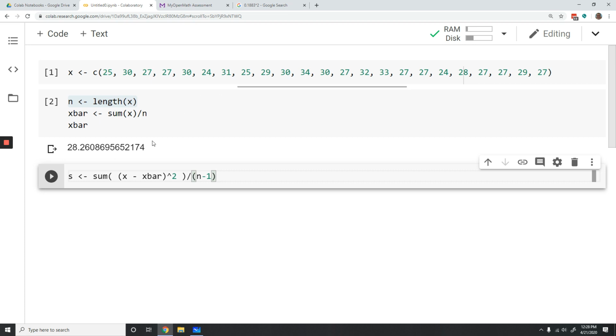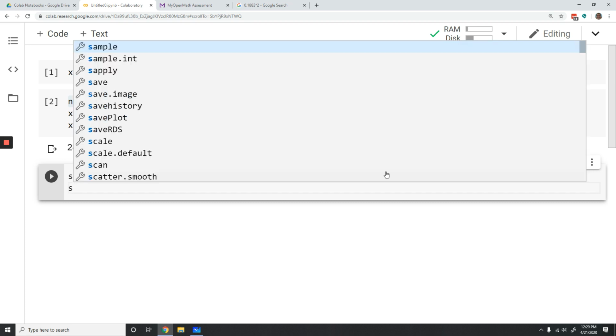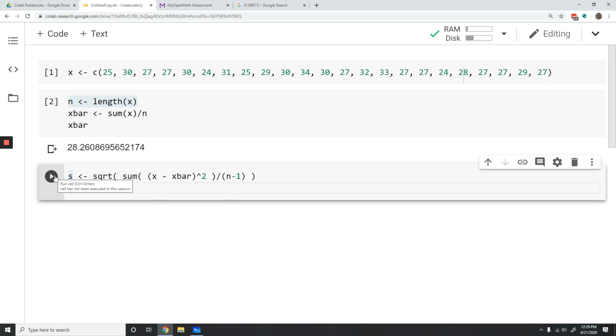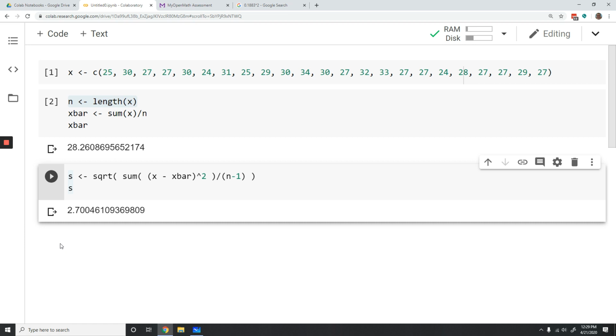So I'm going to go back to the beginning and type SQRT, and then I'm going to put all of that in parentheses, so I'm taking the square root of all of it. Okay, and that's going to be our sample standard deviation. So let's run that, and I put an extra S here, so we'll print out. There it is. That's our sample standard deviation.